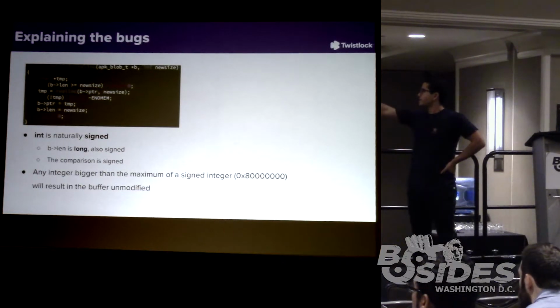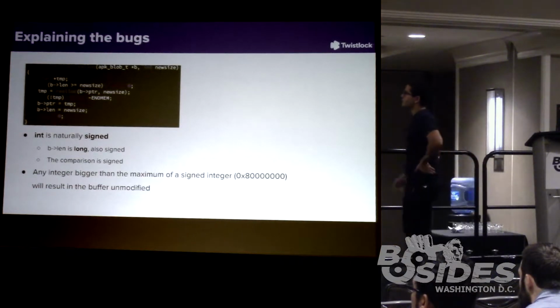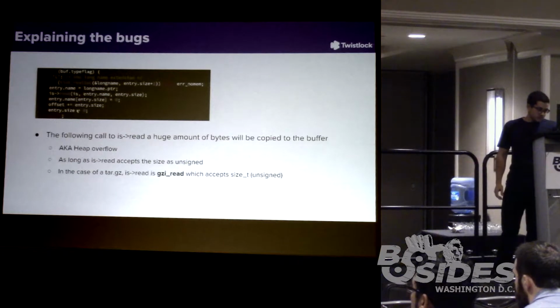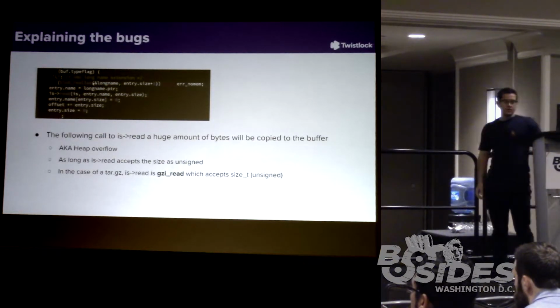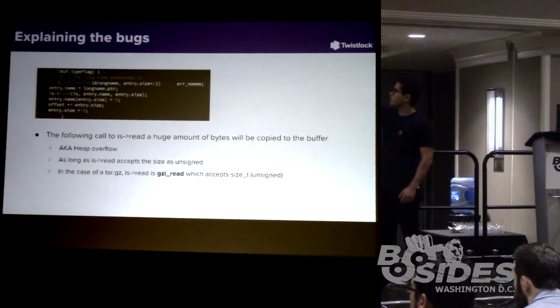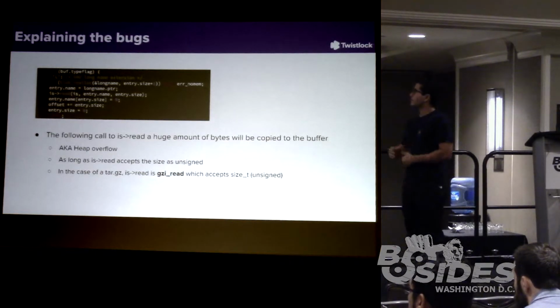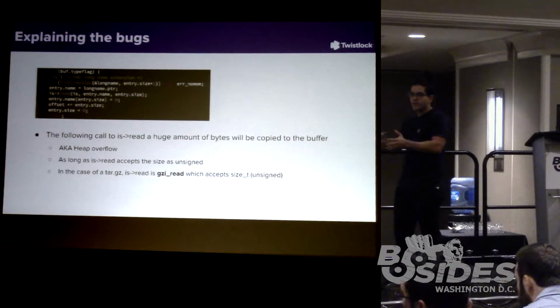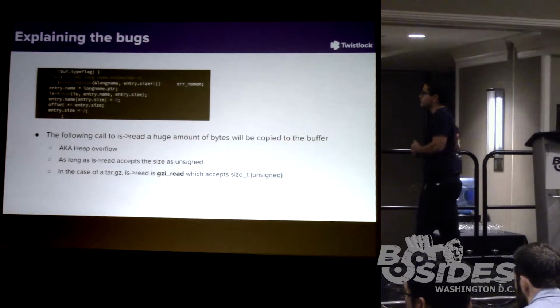So, like, it could be -1. New size could be -1, and then it would be smaller than b at len if it was anything like less than that. So in that case, that would be okay as long as is@read would treat entry.size as signed too. Because if it was -1, then is@read would say, all right, that's -1, so I'm not copying anything because it's negative and it makes no sense.